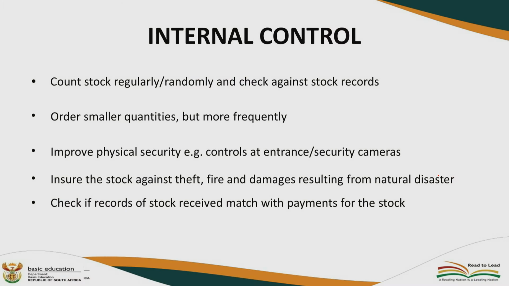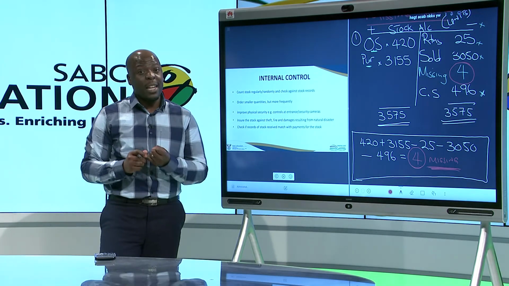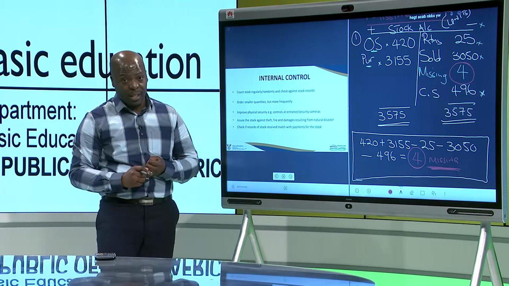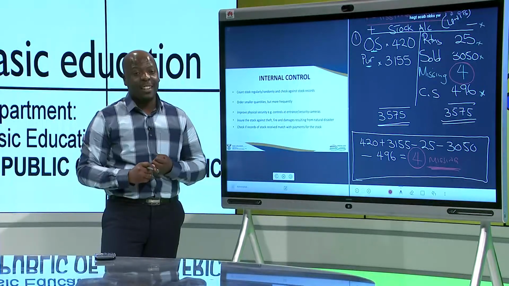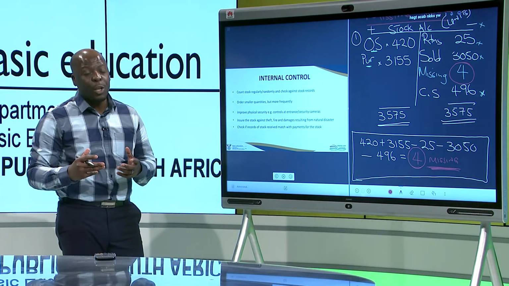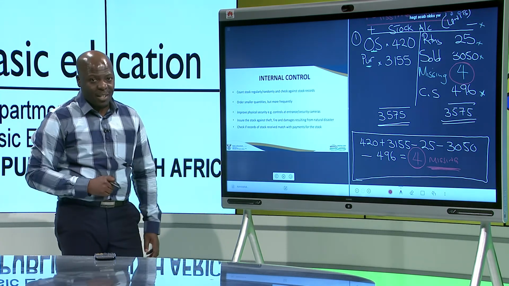I'm going to take you through a few internal control measures. Boys and girls, you need to understand that it is possible that units can go missing. What can cause units to go missing? It can either be shoppers that come into the business, or it can be some of our employees that can be taking some of the units. So in order for us to avoid this, you need to have some internal control measures in place. What are these measures? Let me take you through them.